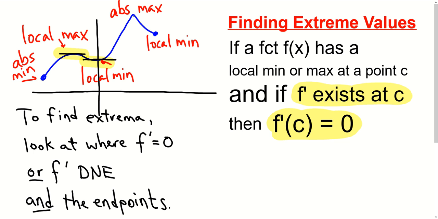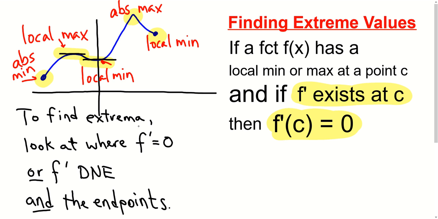Now, up here, this is a cusp. Well, that's a different story. It doesn't have a derivative, but it's still an absolute maximum. And also at these endpoints, you'll see there's a local minimum there, absolute minimum there. So we have more than just finding where the derivative is 0.